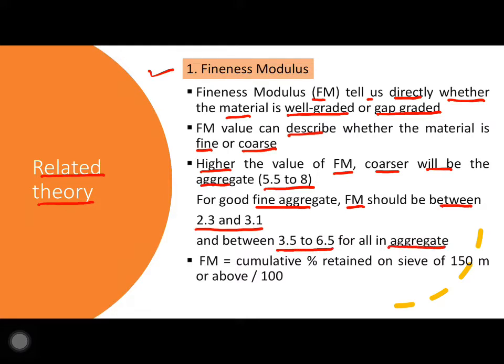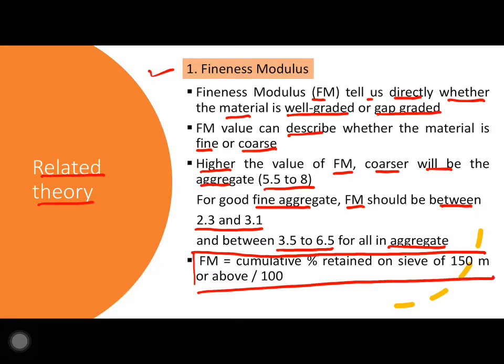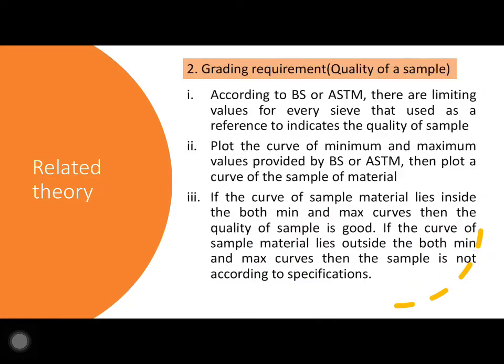So what is the formula? Here, this is the formula of FM. FM is equal to the cumulative percentage retained on sieves up to the size of 100 mm, divided by 100. So where to get the cumulative percentage retained? Here, after you analyze the experimental data.